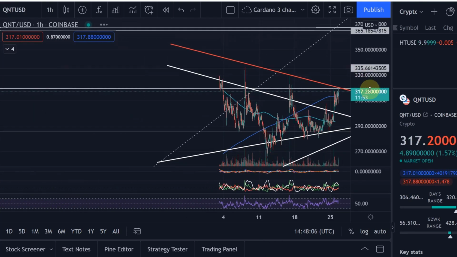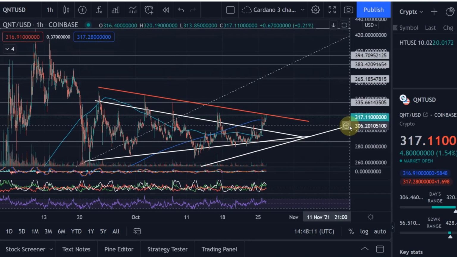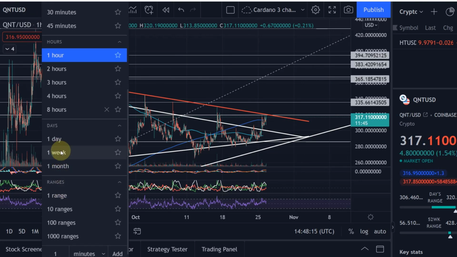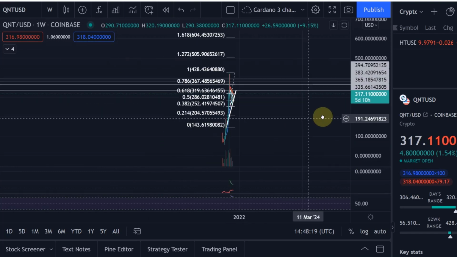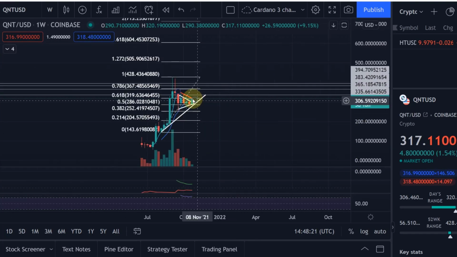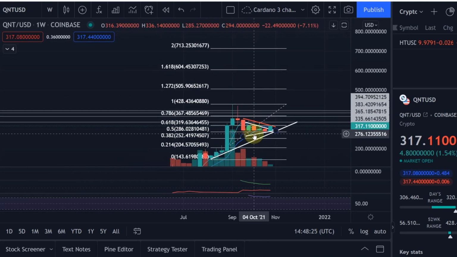We have consolidated for a long period now. We have prepared ourselves for a major move to the upside. And why do I believe that? Well, let's start on the weekly chart. The weekly doesn't give us that much information because this cryptocurrency isn't that old. So I put these fib levels on the chart actually, so we can see the next target levels.